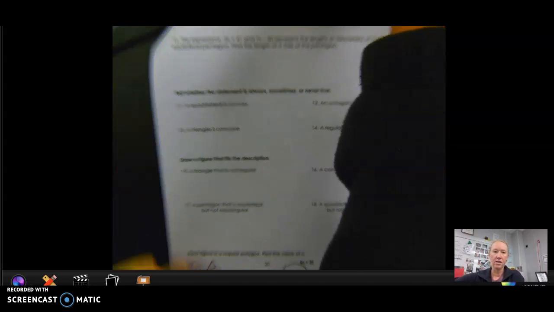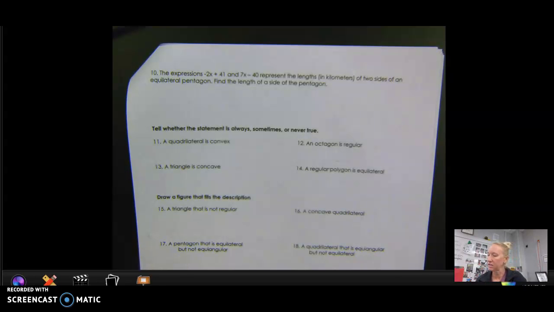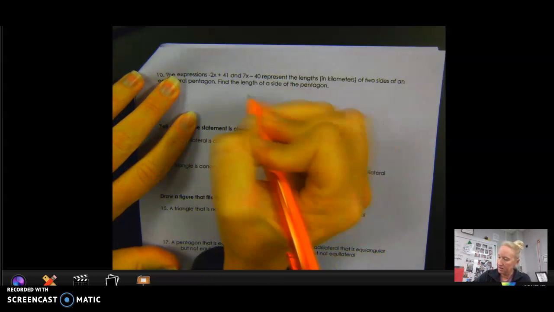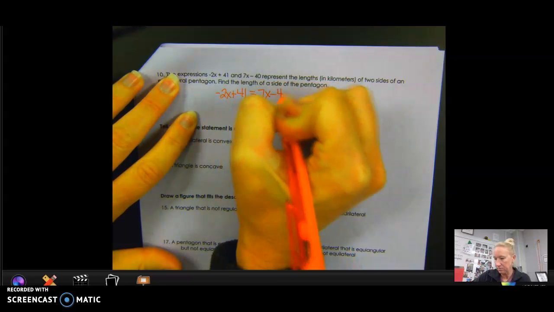Okay. The expressions negative 2x plus 41 and 7x minus 40 represent the lengths in kilometers of 2 sides of an equilateral pentagon. So pentagon's 5 sides, equilateral means that the side lengths are equal. Find the length of the sides, or a side, but it would be all the sides, right? So these 2 things are equal.